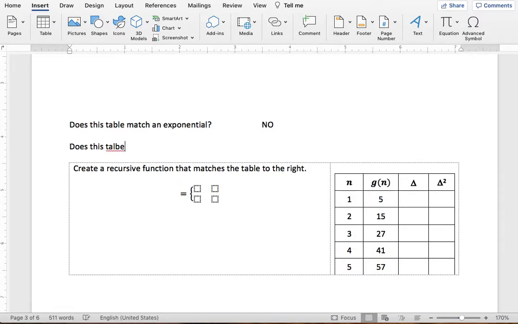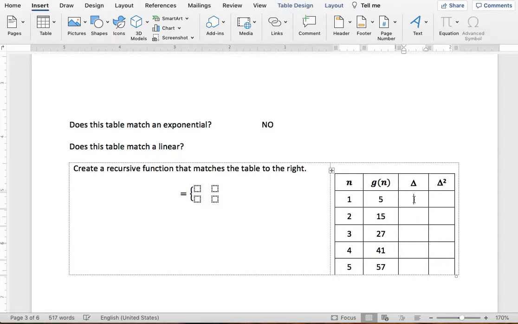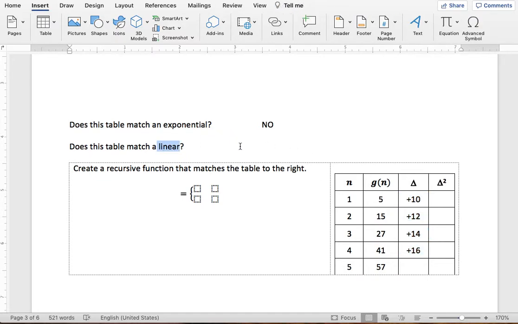Does this table match a linear? Well, in order for it to match a linear, I'm looking at this change column. It'd be plus the same number each time. From here to here, that's plus 10. Here to here, that's plus 12. Here to here, plus 14. Here to here, plus 16. Now, these are not the same numbers, so therefore this table does not match a linear.